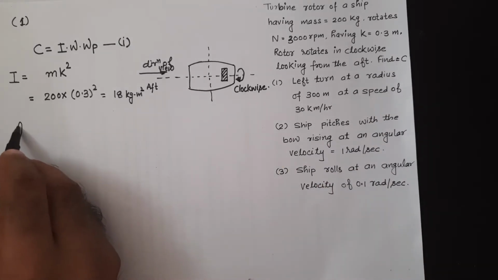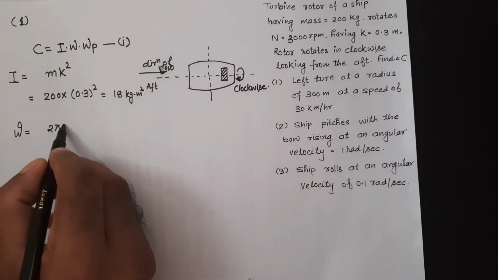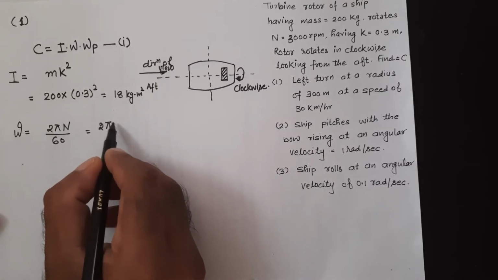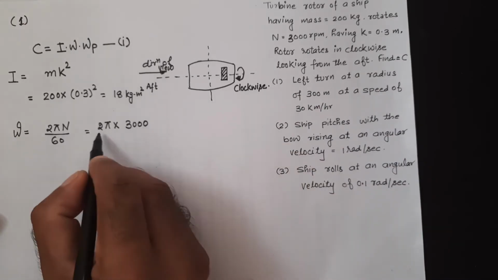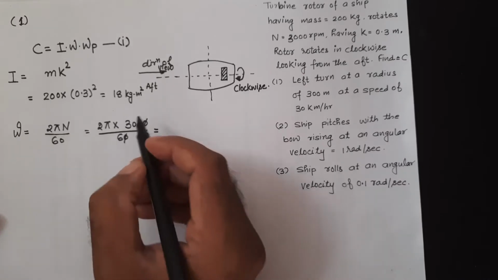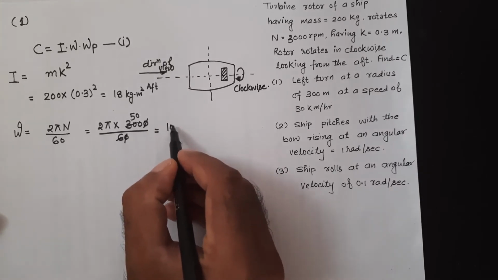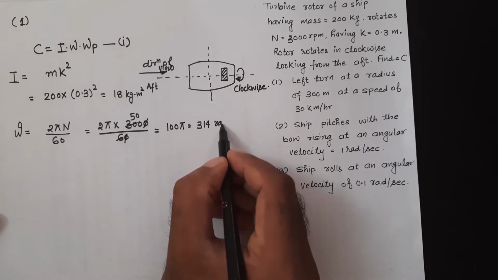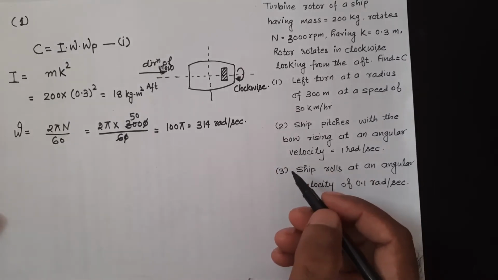Omega, the angular velocity of the rotor, will be 2 pi N over 60. Substitute the values: 2 pi, and N rotation is 3000 rpm, 3000 divided by 60. You simplify, so this cancels out, 6 5s are 30, and this comes out as 100 pi. That means 314 radian per second. So this is the angular velocity of the rotor.